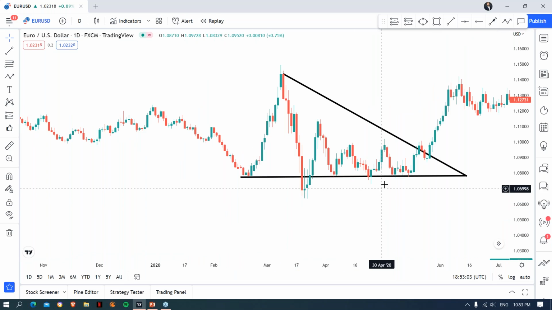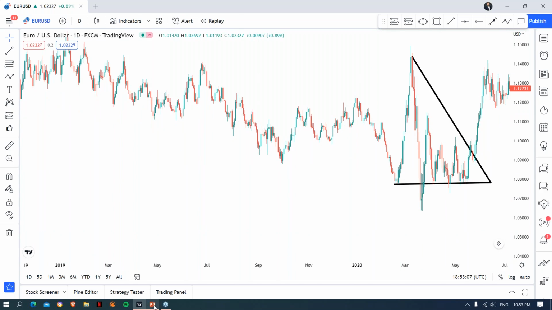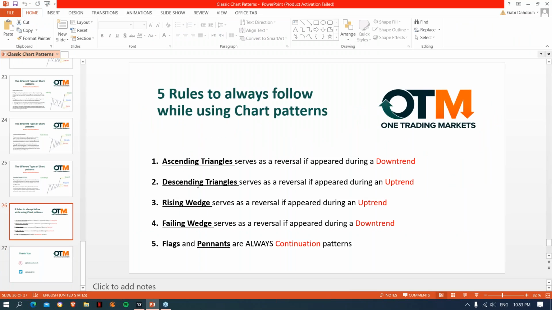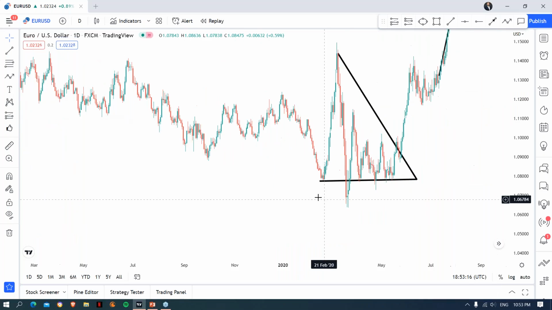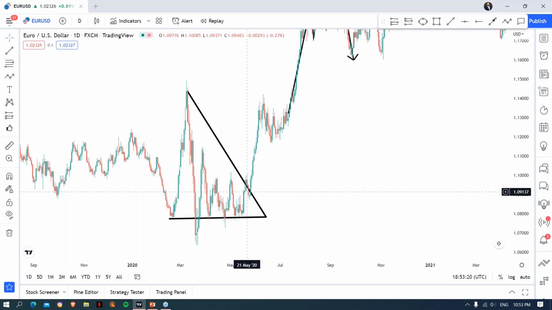Descending triangle, and what trend is this? This is a downtrend. So if we go here, descending triangles serve as a reversal in an uptrend. That means this is a continuation pattern that usually indicates a bullish movement. And notice the bulls, how it actually moved up.